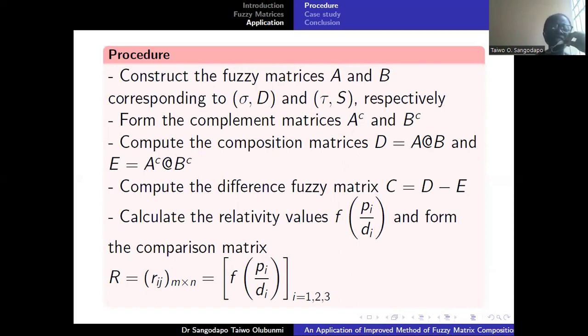Now, the first thing to do, you construct the fuzzy matrices A and B corresponding to the two fuzzy sets. We form the complement matrices. You compose the composition matrices of A and B, and that of the composite matrix for their complement. We also compose the difference fuzzy matrix, which we represent as C, D minus E. Also, we calculate the relativity values, and we form the comparison matrix.